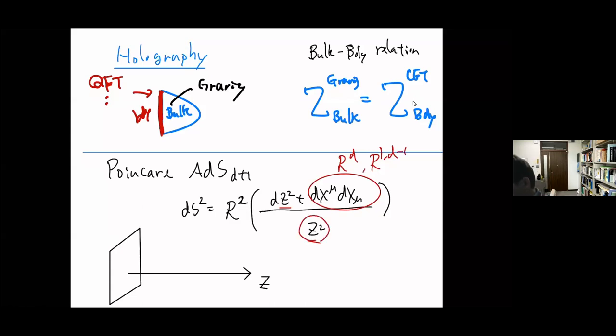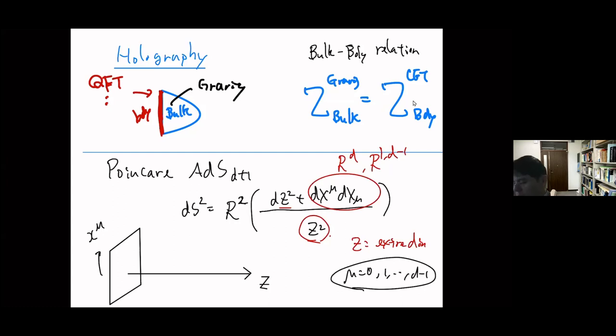But z is an extra dimension. So you have some x^mu direction here, and of course mu runs from 0, 1, to d minus 1. So this geometry looks like this. It's a warped geometry.